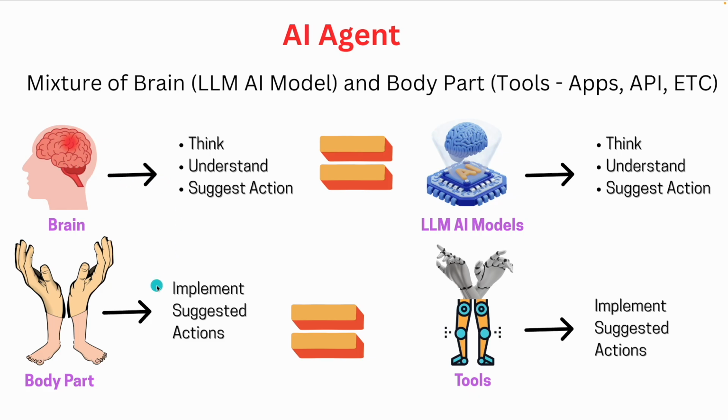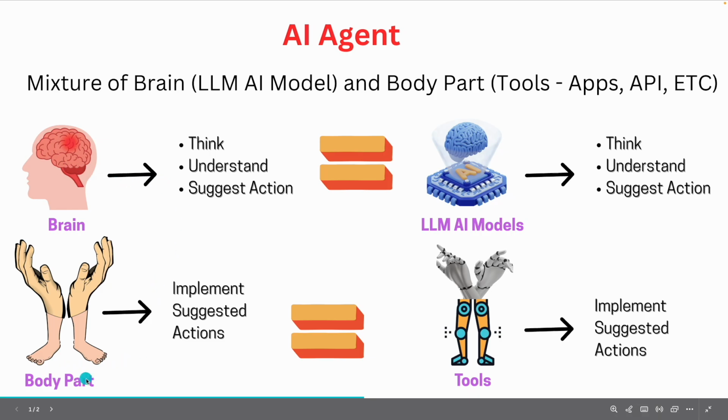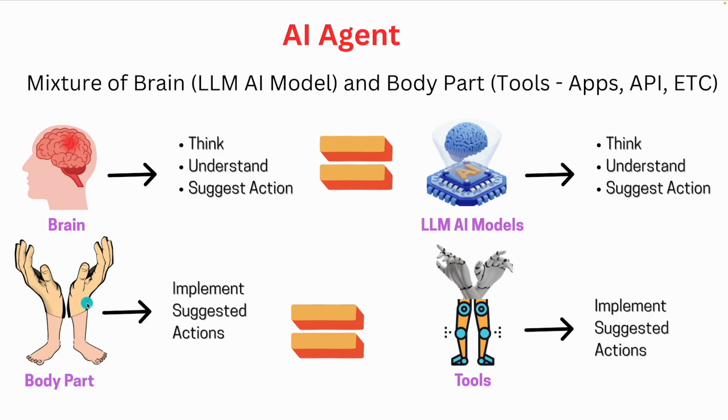Okay, now we have a body part. Like we have hands, we have legs as a human. What these hands and legs do is help to implement the suggested actions which our brain has suggested to us. So this brain helps you to think, understand, and it suggests action, but it is actually done by our hands and legs, which is our body part.